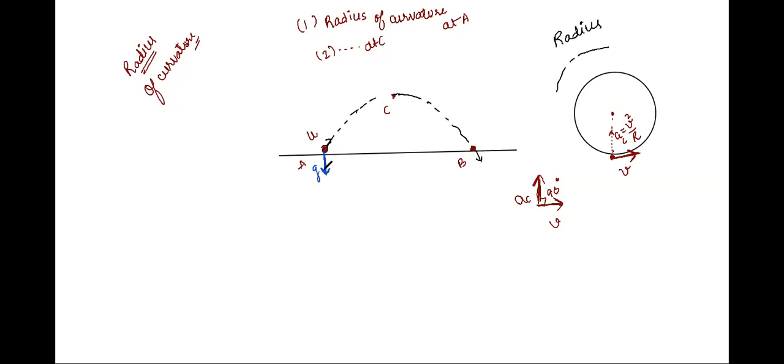Now I want to see what component of g is working in a direction perpendicular to u. Why? Because that is what is going to give me the radius of curvature. So I'll split g into two components. One will be in the direction of u and the other will be perpendicular to u. We know this angle which u makes with the horizontal is theta, right?